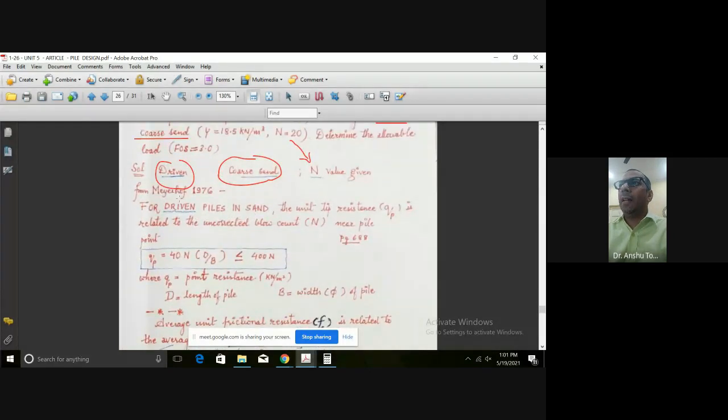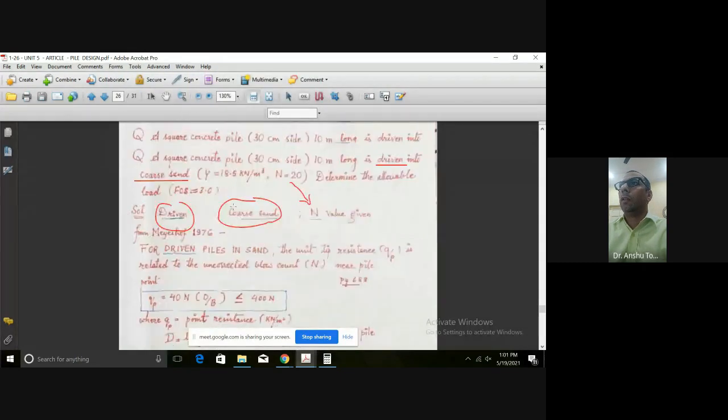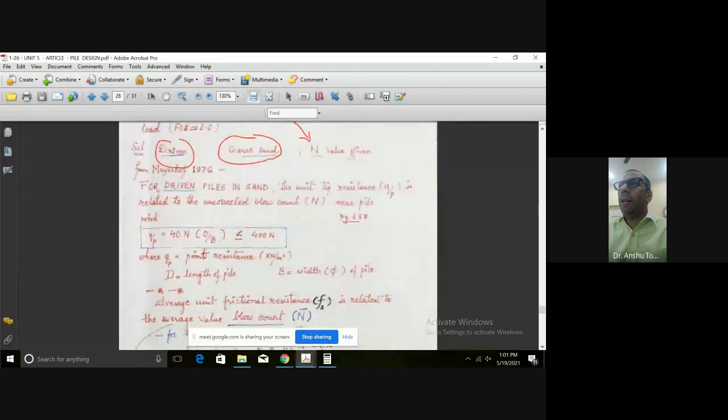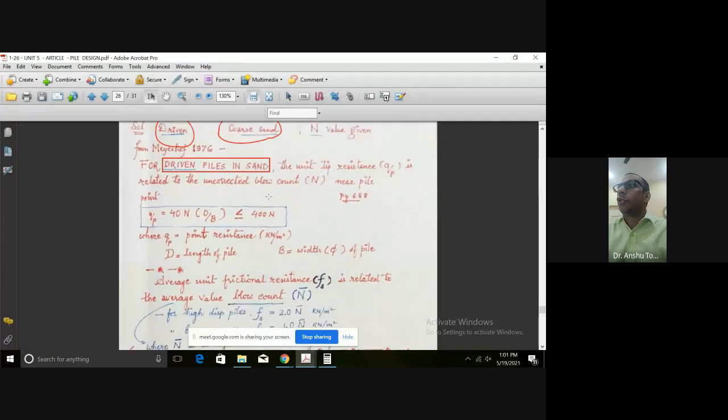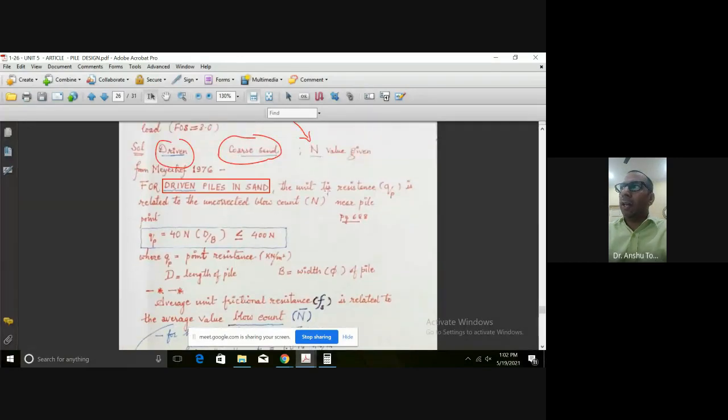So for driven piles in sand, again I will rectangle it. Earlier we were having driven piles in cohesive soil, but here we are having driven piles in sand. So Qp, that is the point bearing resistance, can be found straight away based upon the N value. It again depends upon what the given values in the question are.